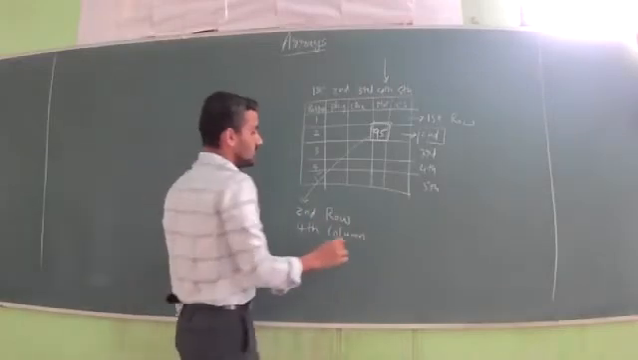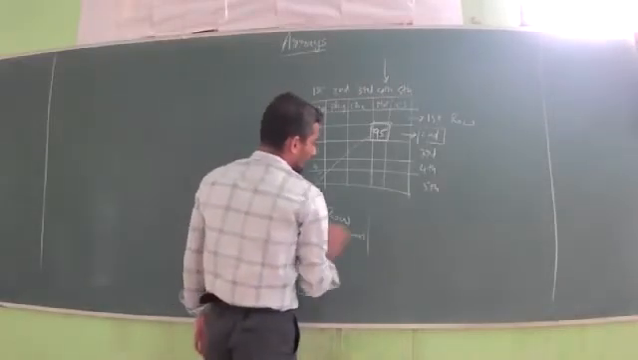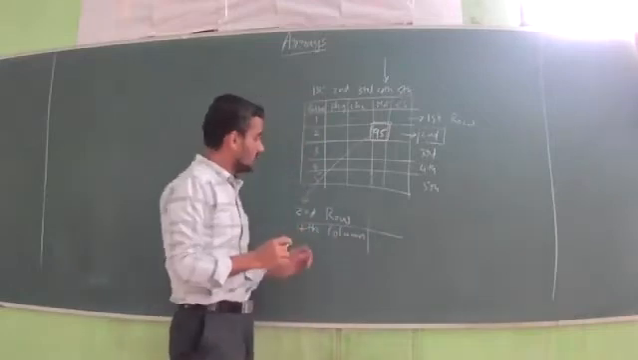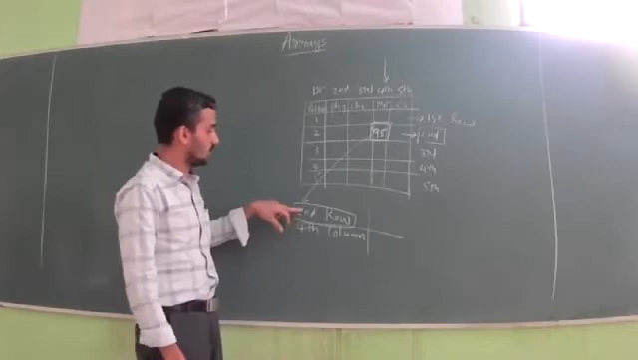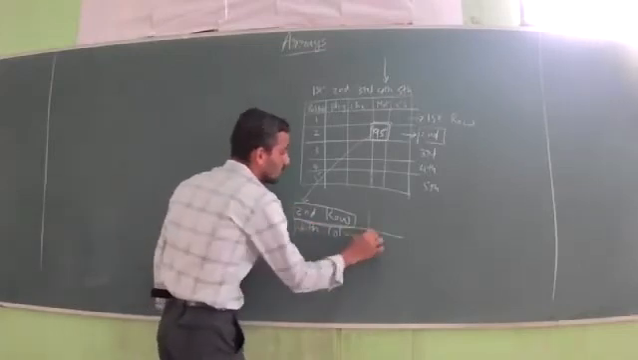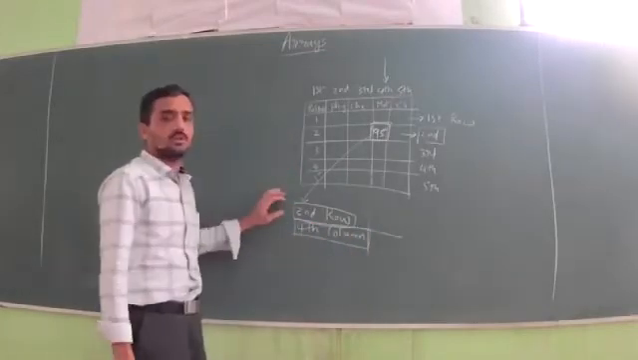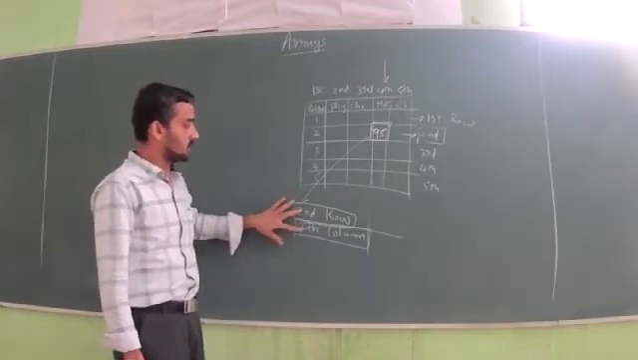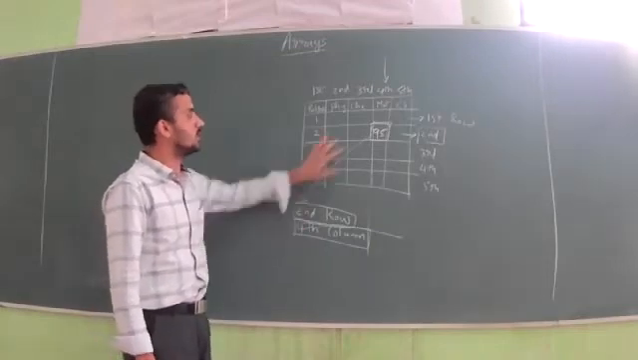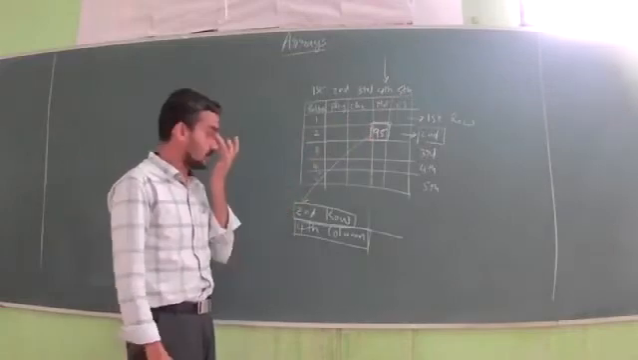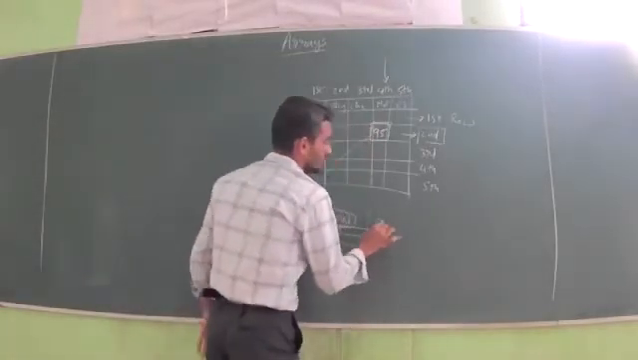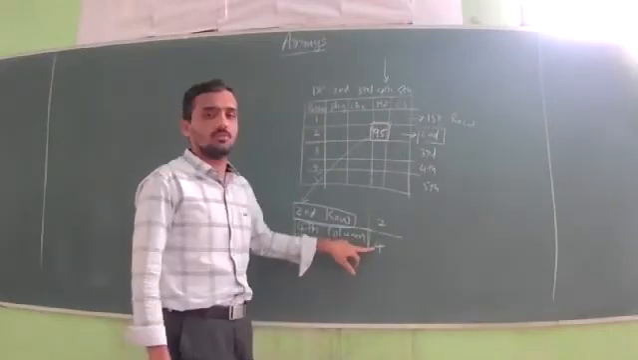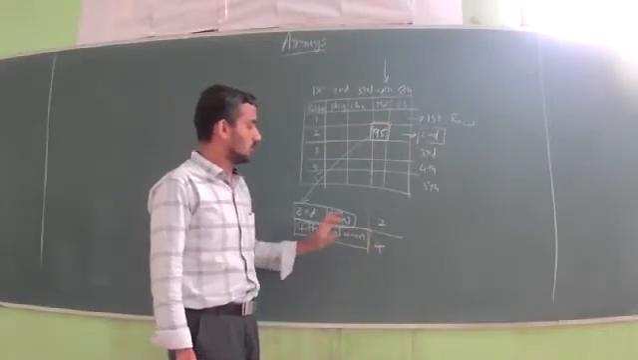So that means two things are required: representing the row number, and representing the column number. Represent the row number and represent the column number. Then only you can identify the position where it is present. Now I can say 2, 4, that is, 2 is the row number and 4 is the column number: second row, fourth column.